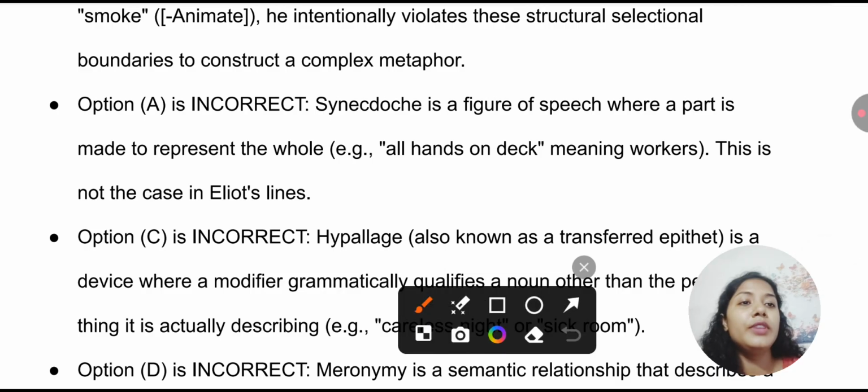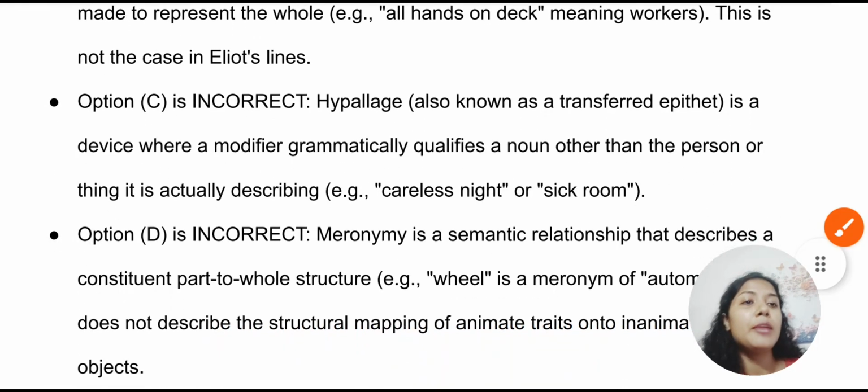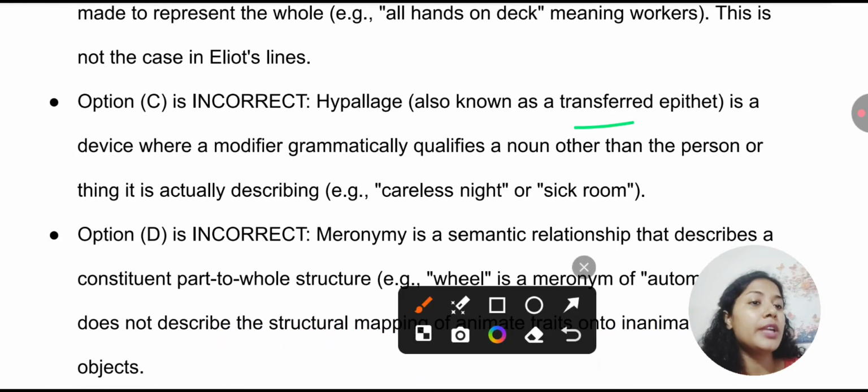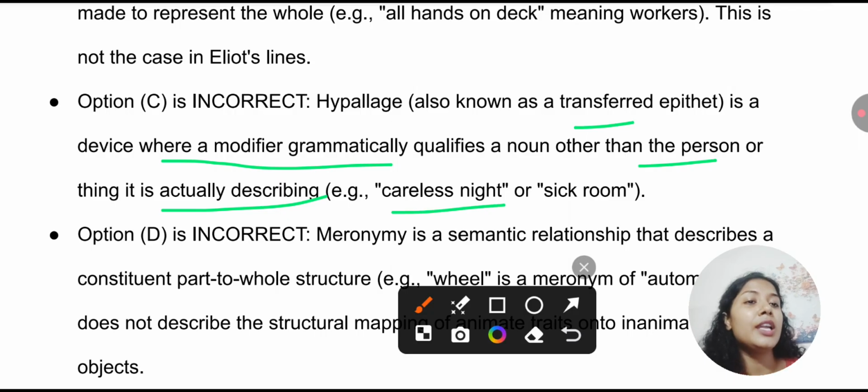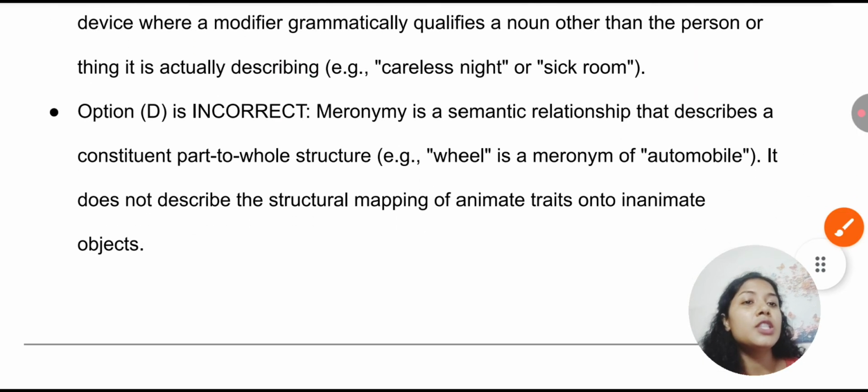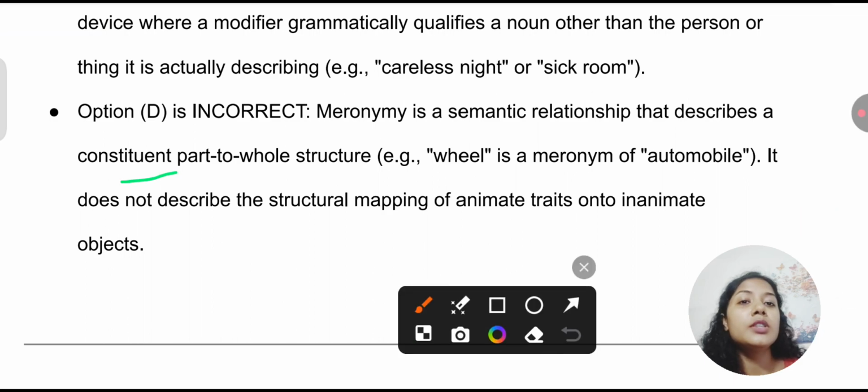Synecdoche is a figure of speech where a part is made to represent the whole. Okay, all hands on deck. Hypallage, what is hypallage? Also known as a transferred epithet, is a device where a modifier grammatically qualifies a noun other than the person or thing it is actually describing, the careless night or the sick room. Metonymy is also a semantic relationship that describes a constituent part to whole structures.